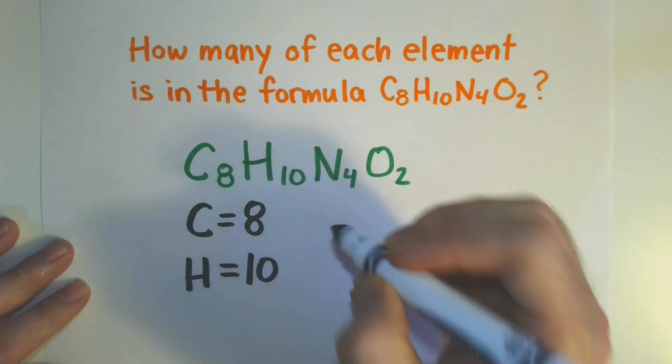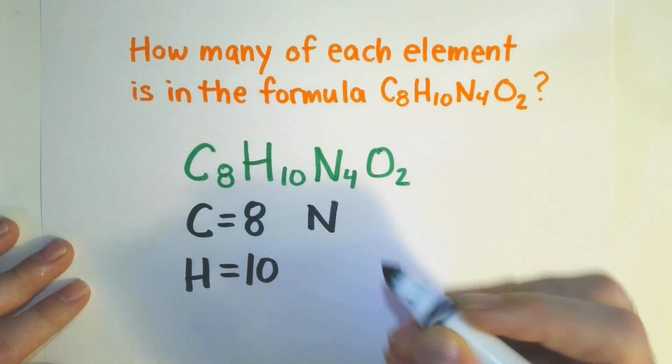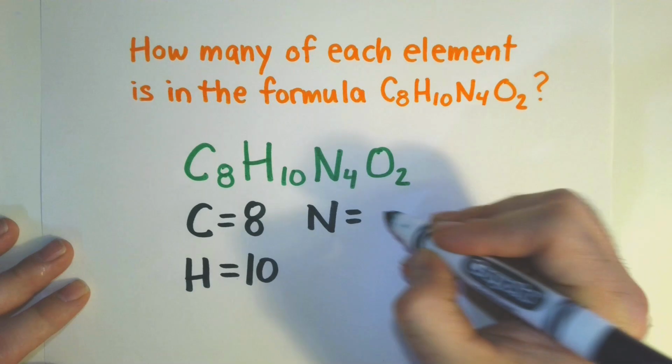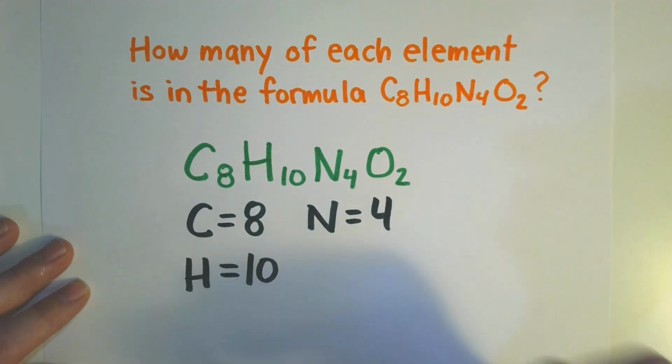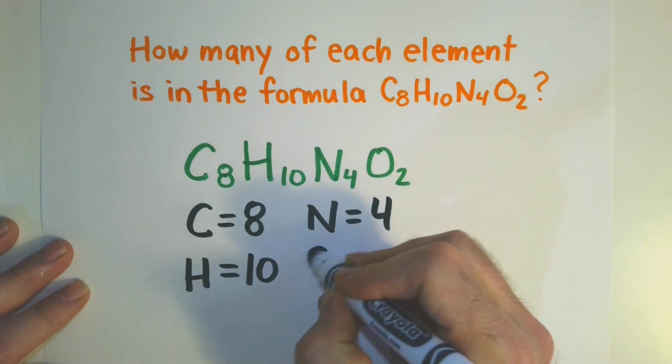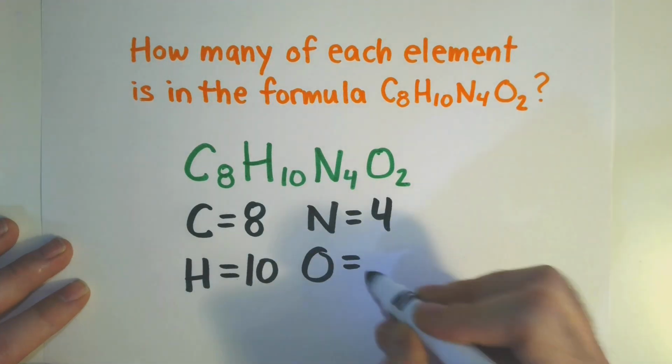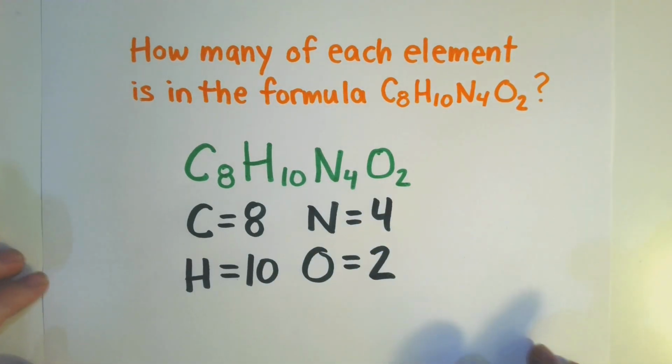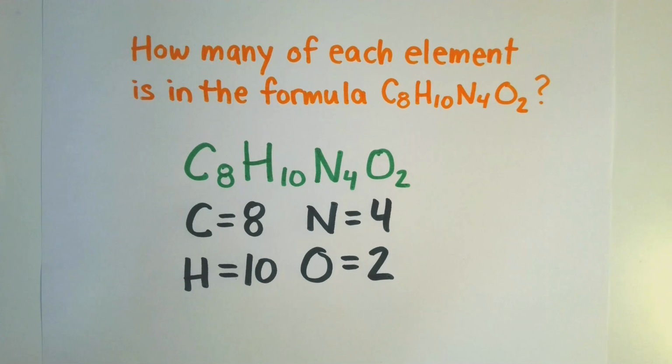Okay? For nitrogen, subscript of 4 means we have 4 atoms. For oxygen, we have a subscript of 2, and so that means there's only 2 oxygens in that molecule.